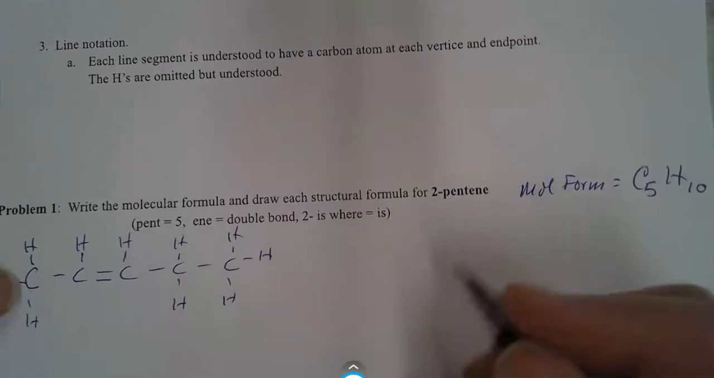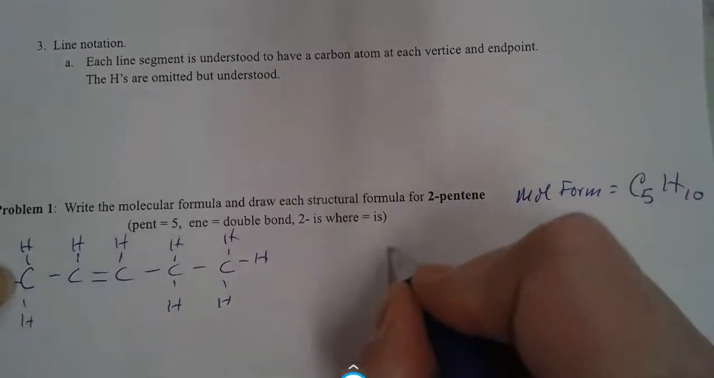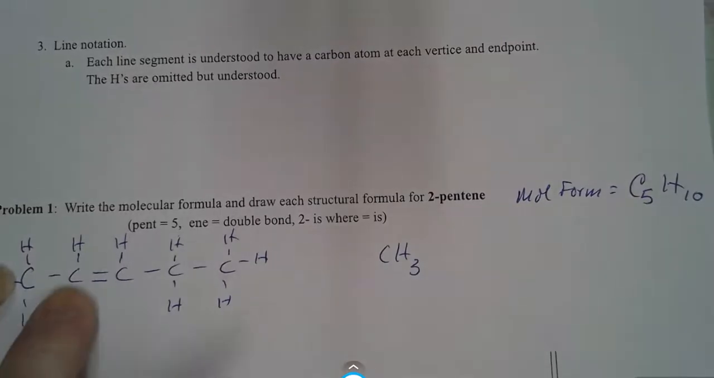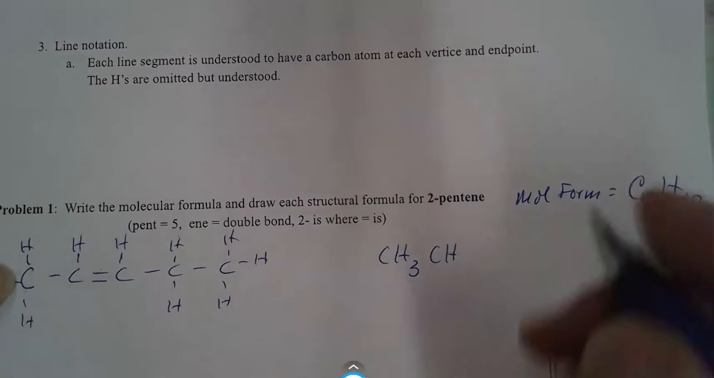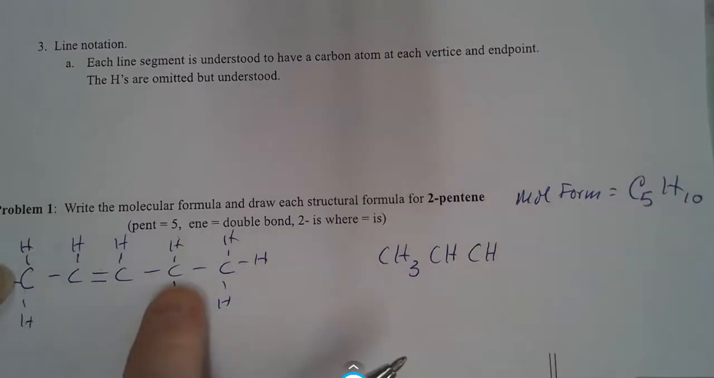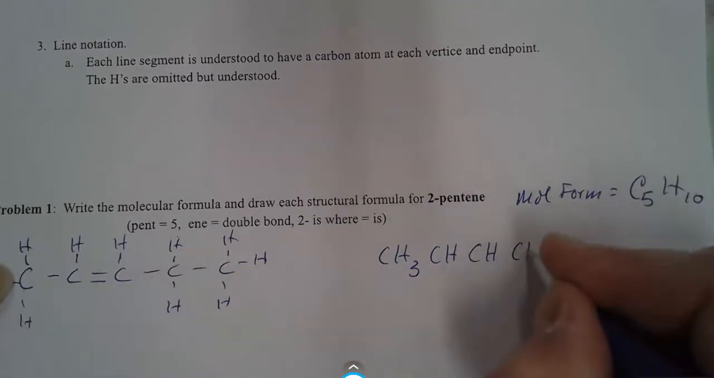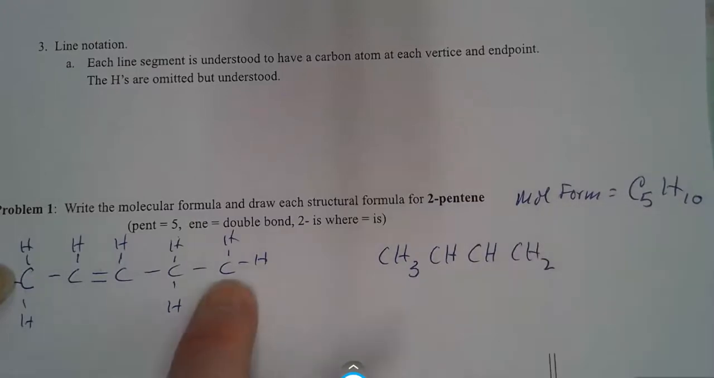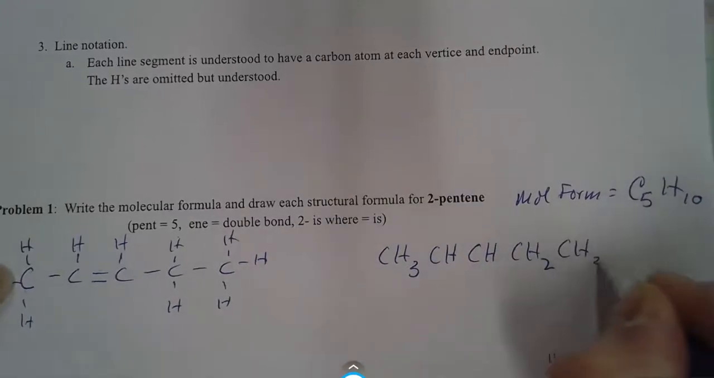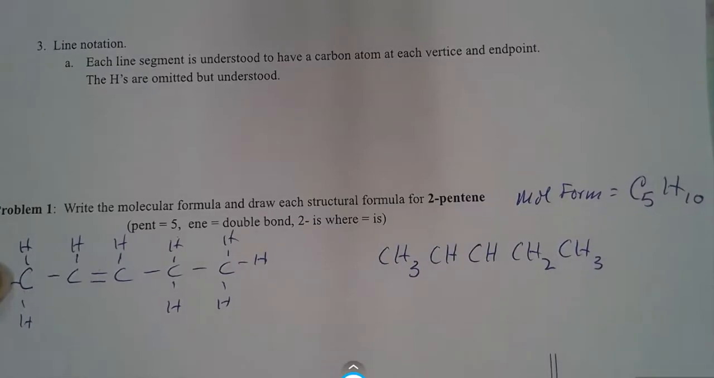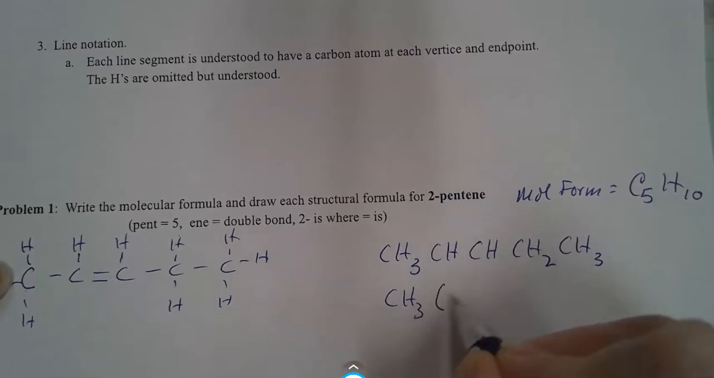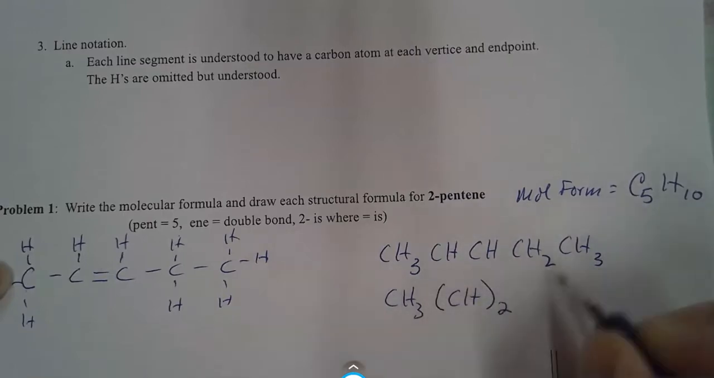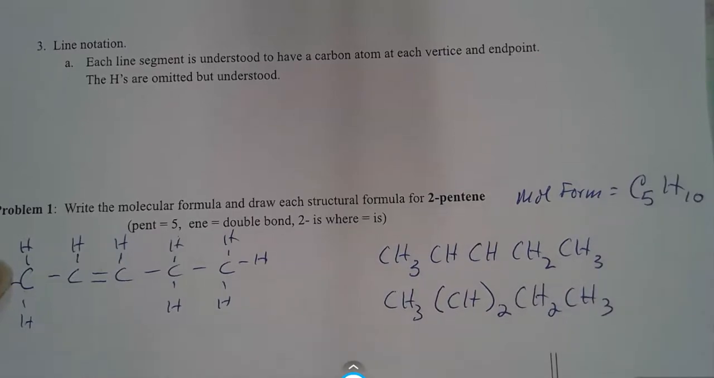All right, so what's on this carbon? I have CH3. What's on this carbon? CH. What's on this carbon? CH. What's on this carbon? CH2. What's on this carbon? CH3. Okay, so is there anything I can abbreviate it with? I guess so. CH3, CH2, CH2, CH3. All right, so there's that.